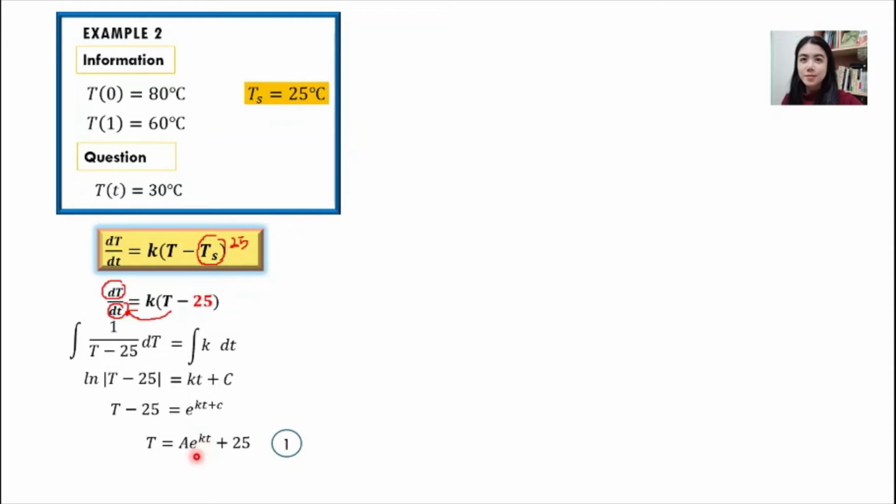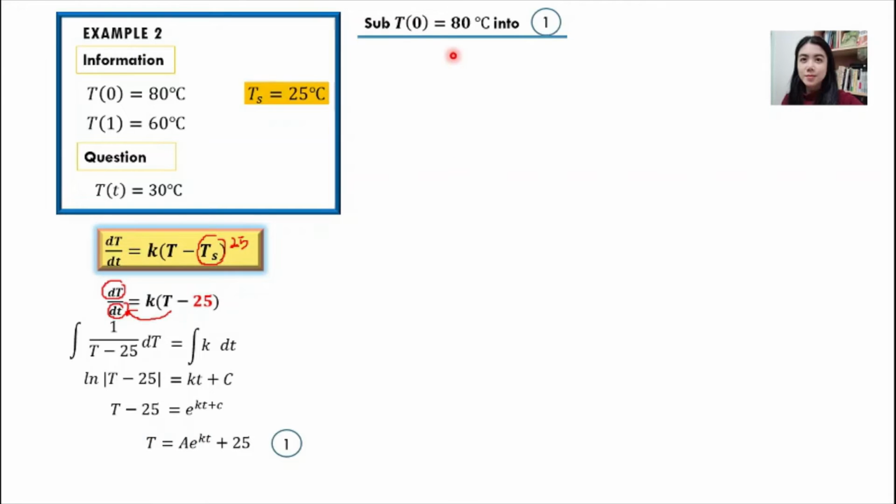So how to figure that out? Okay, so that is through the information. So let's just look at this information. We have this T0 equal to 80 degrees Celsius. So let's just substitute into your equation number 1. It means that your temperature is actually 80 degrees Celsius, so we're going to substitute into here.